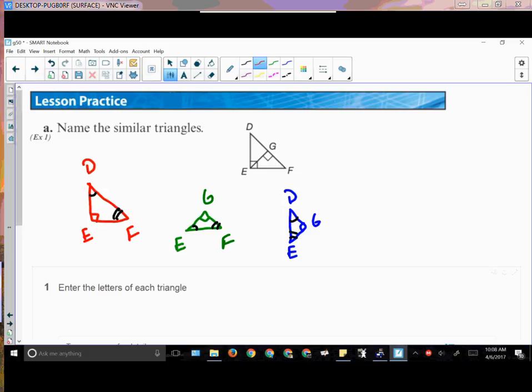So the order could be D, E, F, and then from this one, D would have to correspond to E, so this would be E, wrong color. That'll be E, then we'll put in G, and then this will be F. Then over here, we're starting off with D again, then this is going to be G, and last but not least, we should end up having E. So that is listed out in the proper order.